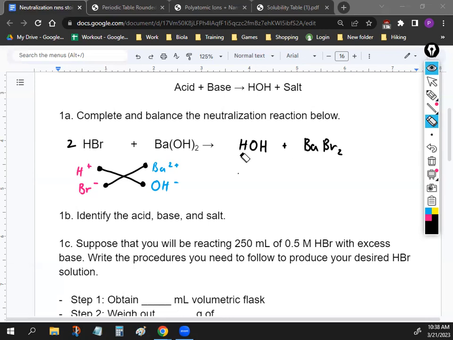But if we do that, now the H's are not balanced, right? Because there's 1 and 2. So all we have to do is put a 2 right here. And then we have 1 Ba on both sides and 2 OHs on both sides. So that's another way that you can balance it.